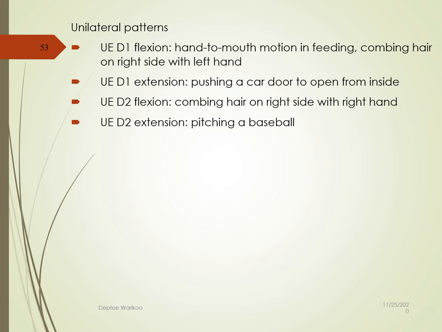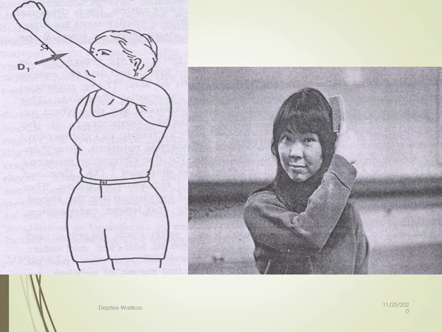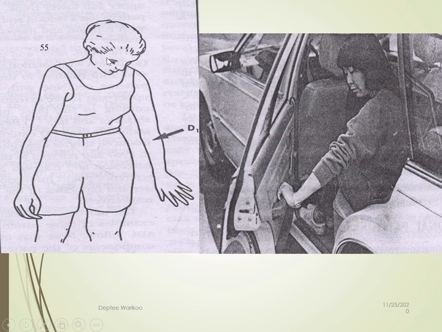So unilateral D1 flexion is like a hand to mouth motion, like when eating or drinking. Unilateral D1 extension is pushing a car door to open from the side. Unilateral D2 flexion is combing the hair on the other side. D2 extension is pitching a baseball. Okay, see, you can see here, combing. This is again a PNF pattern, opening the door.